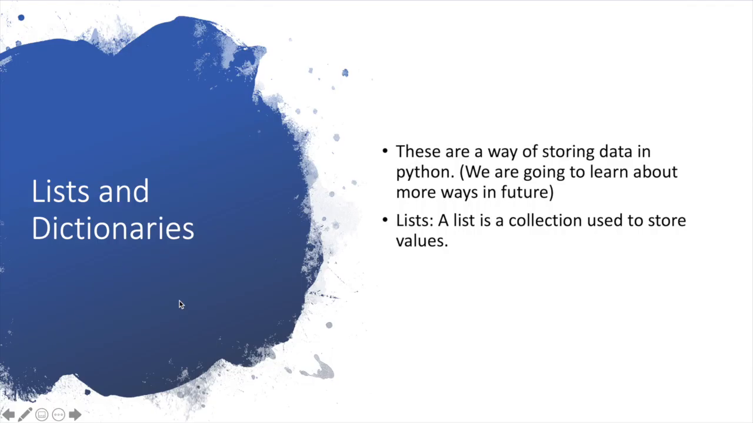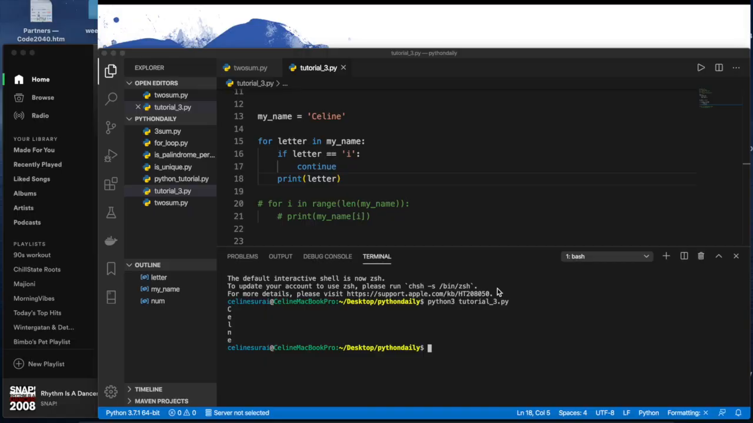So now we are going to look at lists and dictionaries. We are going to start with lists. These are ways of storing data in Python. In future lessons, we're going to look at more data structures and more ways you can store your data. But for now, we're going to have a look at lists and dictionaries. A list is a collection which is used to store values. This is how lists appear in Python.